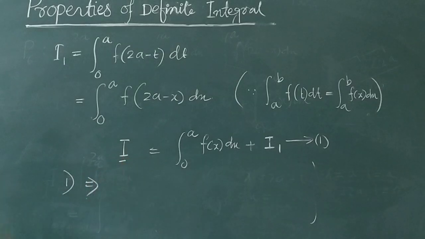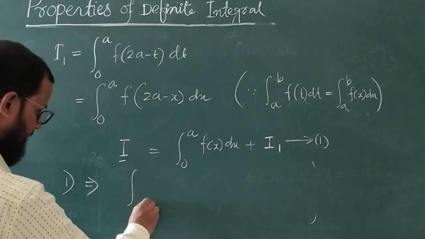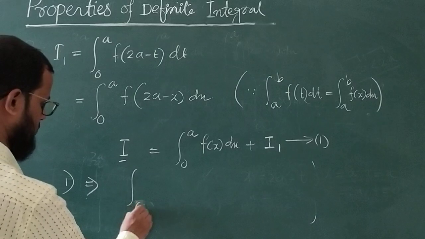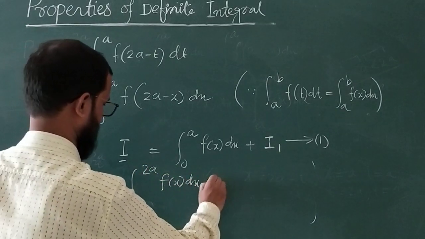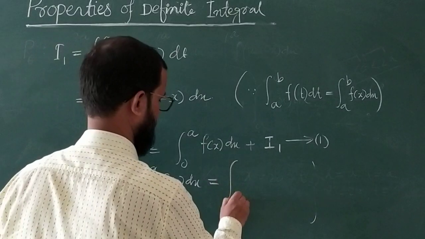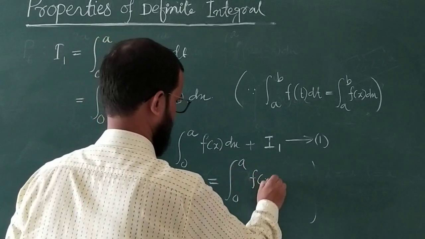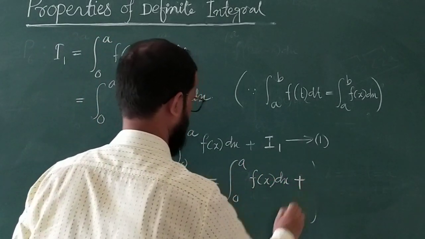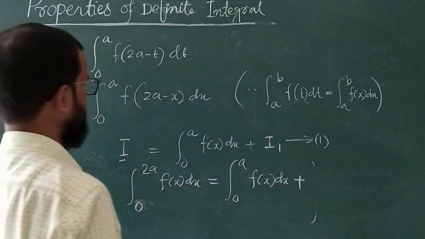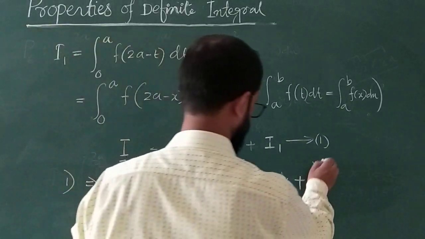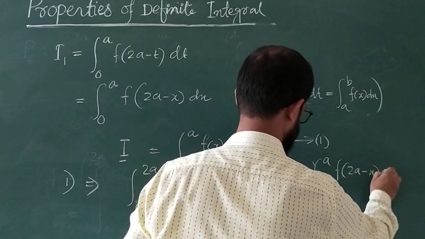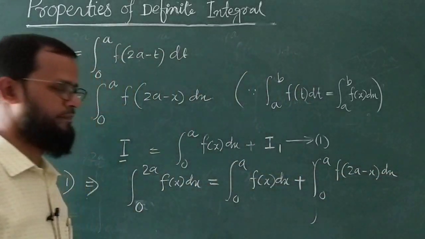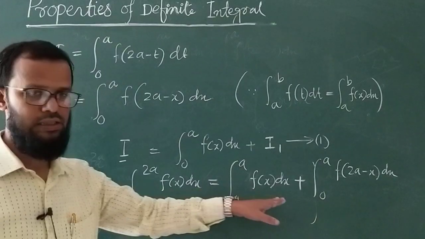what is your I was integration 0 to twice a fx dx is equal to integration 0 to a fx dx plus I1, which is ultimately 0 to a f of twice a minus x dx. Okay, so finally we get our destination.